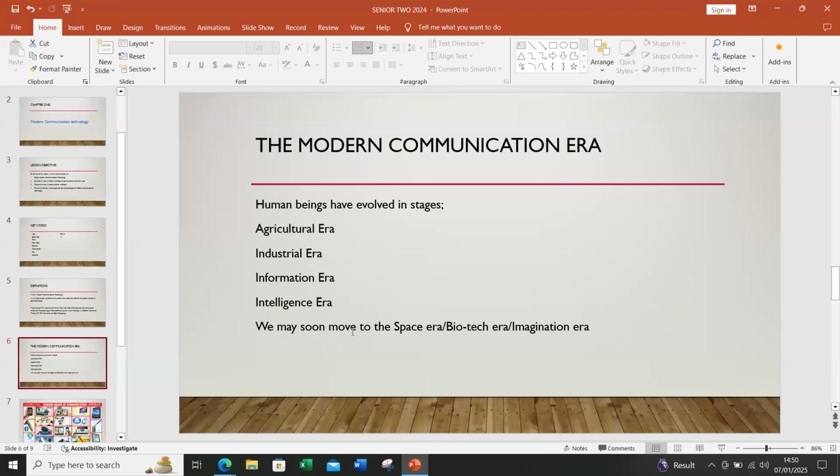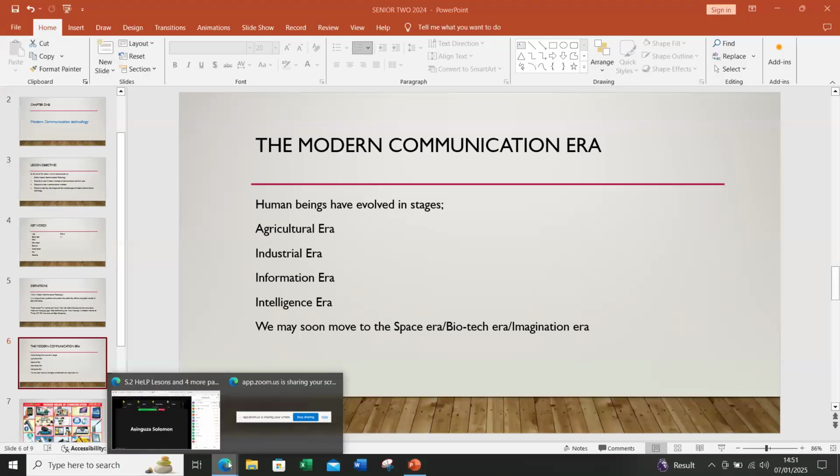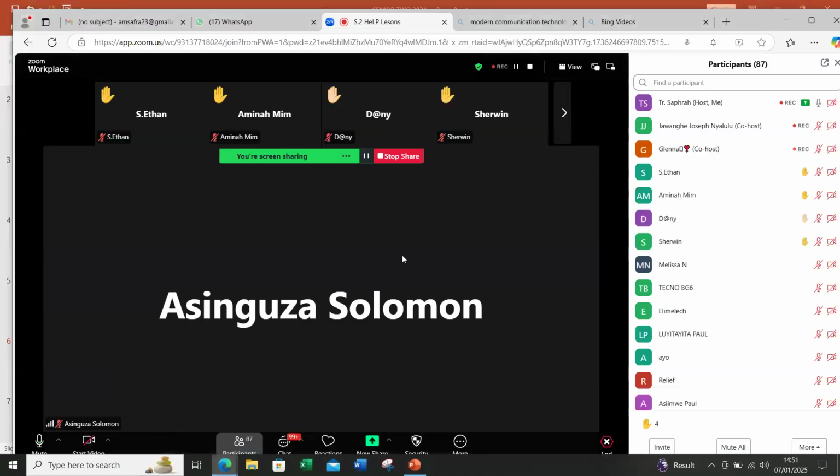And very soon, we may have to move to the space era, the biotech era, or what we call the imagination era. So I'm going to ask different people to commit themselves to give us brief information on these eras, with specific attention to how communication has improved or evolved in these different eras. If there is an era you want to explain to us, you raise your hand, and we shall know that so and so is working on this era, and then we shall be good to go.